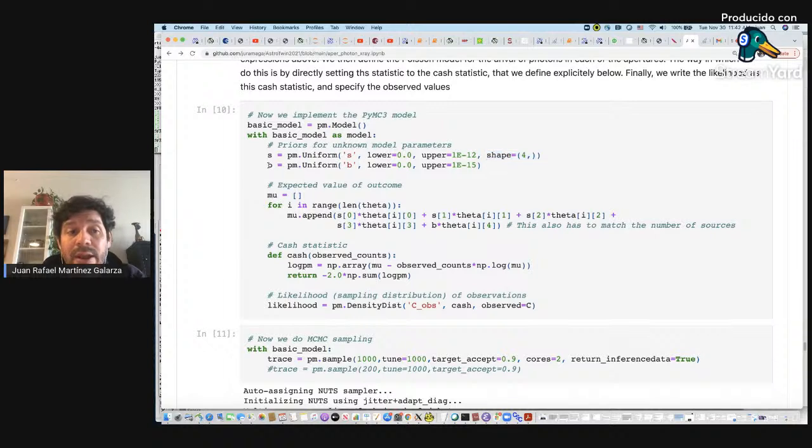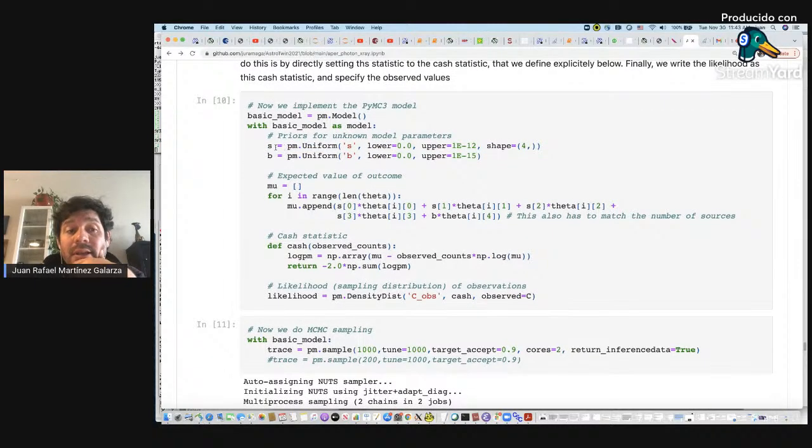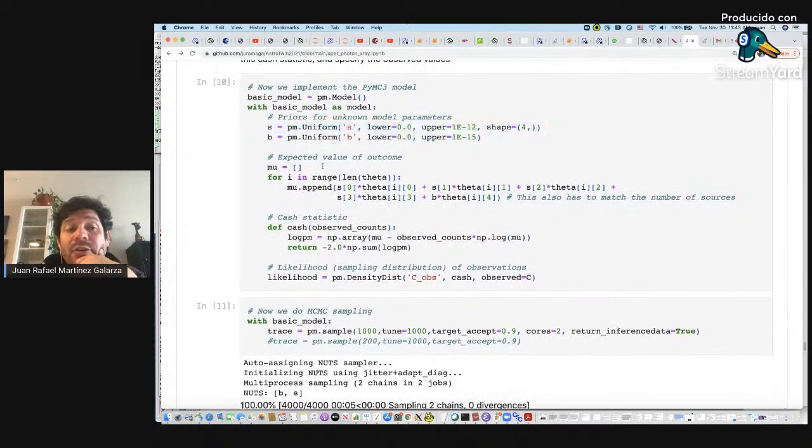And then I have a prior for the background. In this case, my upper limit is a little bit lower because I expect my background not to be extremely bright. And it's only one quantity because we only have one aperture region, one background region. So this is how you set priors in PyMC3. All I'm saying is, okay, I'm going to build a model. The parameters of my model are S, which is an array of four quantities, and B, which is a single quantity. And the priors I'm going to impose on them are uniform priors with certain boundaries, right? And now I'm going to write what the expected value of the outcome is.